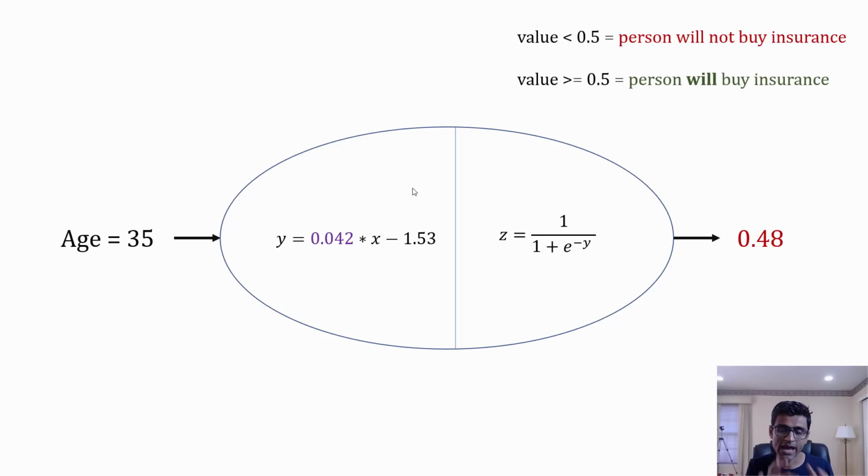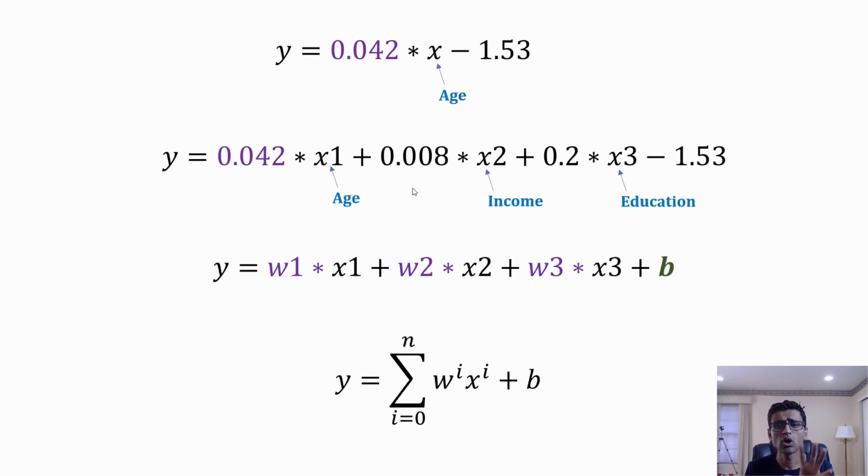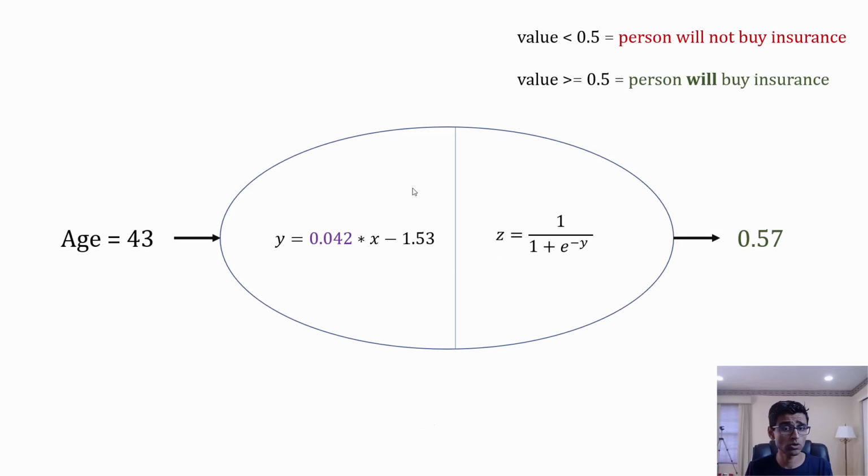Once you have this neuron, you can give the age and it will tell you whether the person will buy the insurance. If the value is more than 0.5, the person will buy, otherwise he will not buy. You can supply different ages and you can know the answer. This was a simple form of neural network.